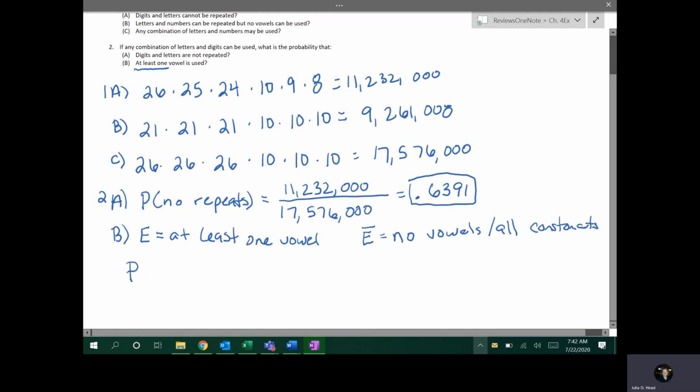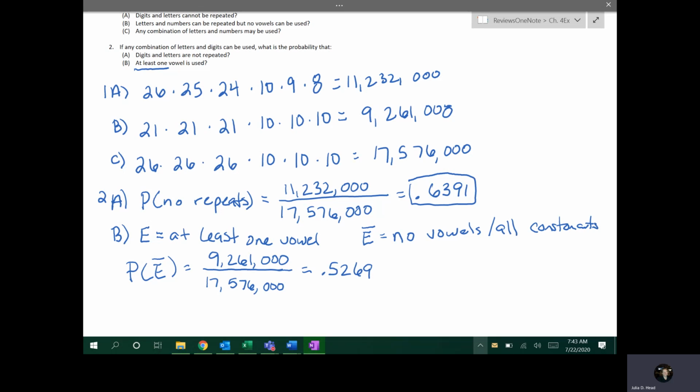So the probability of E complement, again, in either case, no matter how we approach this, our denominator is going to be the 17.5 million. And how many of those have no vowels? Well, that's the 9 million from part B. The only problem with this is we're not done. We've calculated the opposite of what we need.